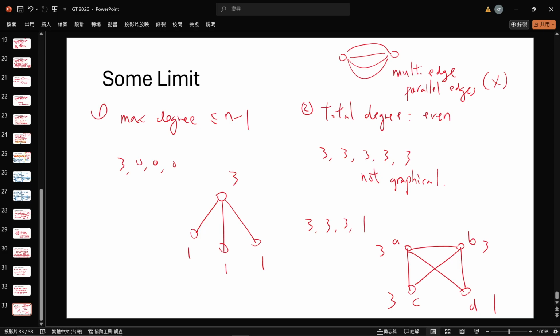That's the only way for B to have degree 3. So similarly for C, it has degree 3. So by just considering the first 3 vertices, we've concluded that the last one must have a degree of 3, not 1. Okay? So this is impossible. Therefore, it's not graphical.